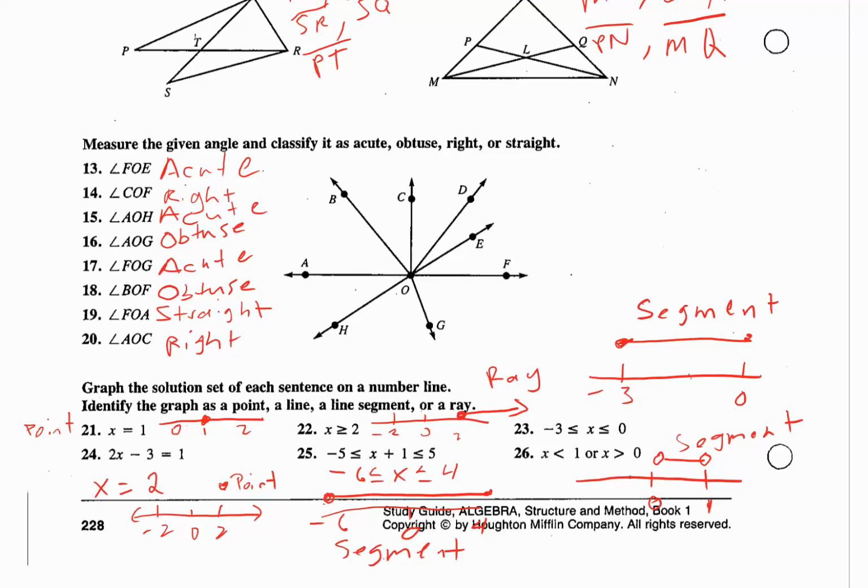And same thing here. You have 0 is less than x, which is less than 1. If you turn it around, you can say 0 is less than x, which is less than 1. So everything between 0 and 1. So it is a segment.